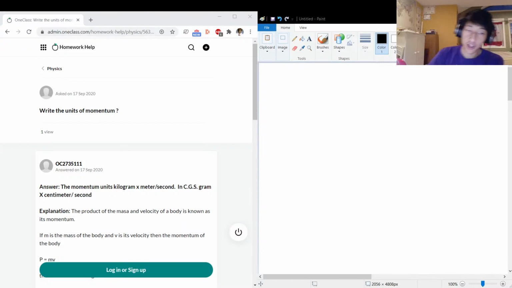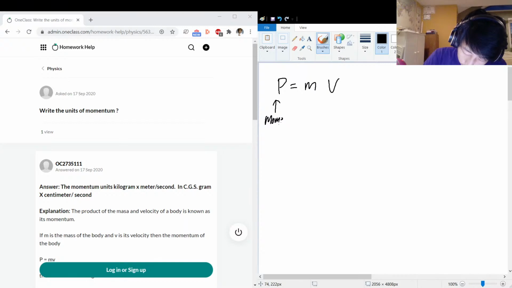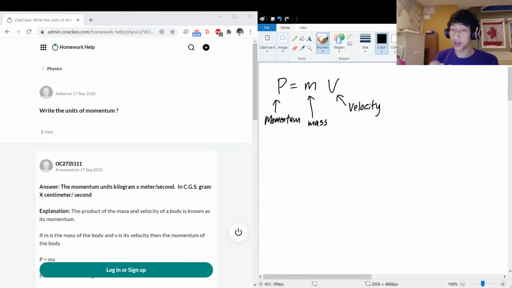Okay, next question that we got on the menu today is, what are the units of momentum? Okay, so momentum, the equation of momentum is P. Yep, P is the letter that we use to symbolize momentum. Why? Yes, that's why. P is equal to mv. This is momentum. This is mass. And that's velocity. Okay, this is the equation on how you find momentum.